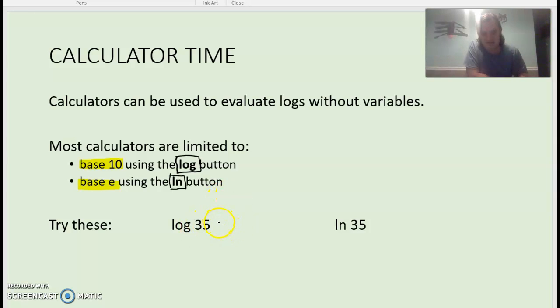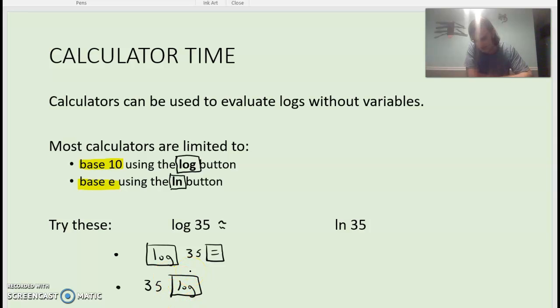So we're going to go to the calculator and we're going to get something out. Now for some of you, you'll type in the log button, enter 35, and then hit equals. So that's for some people. For some other people, you'll type in the 35 and you'll hit the log button and it will give you the answer. But here's the answer you should get. So you'll figure out your calculator fairly quickly, or you'll figure out you have problems.